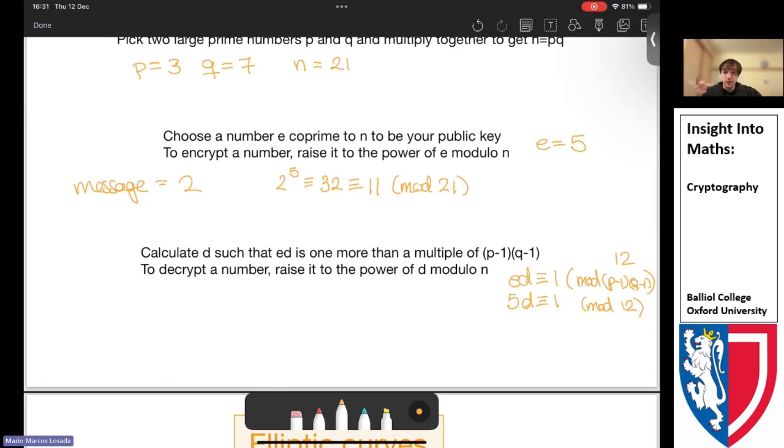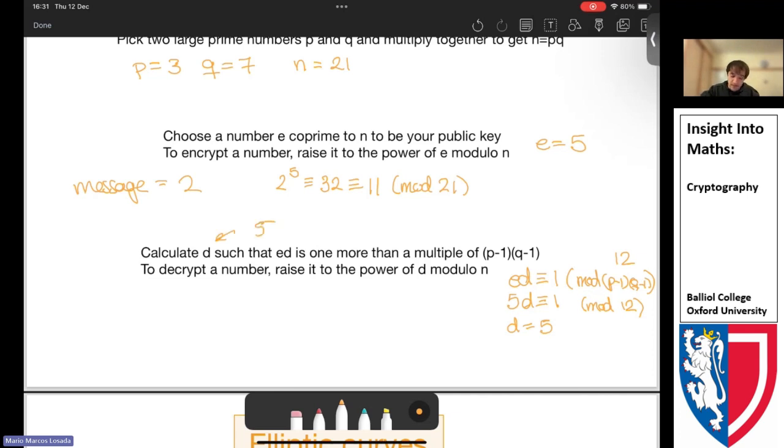So what this means is that we need to look at multiples of 12 and add 1 to get a multiple of 5. So in fact, the one that works is if we take, for example, D equals 5. Because we have now 5 times 5, which is 25, which is 24, a multiple of 12, plus 1. So we have this extra 1. So in this case, our decryption number is going to be equal to 5.